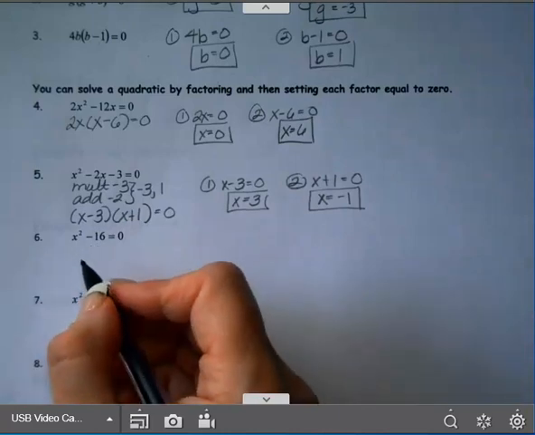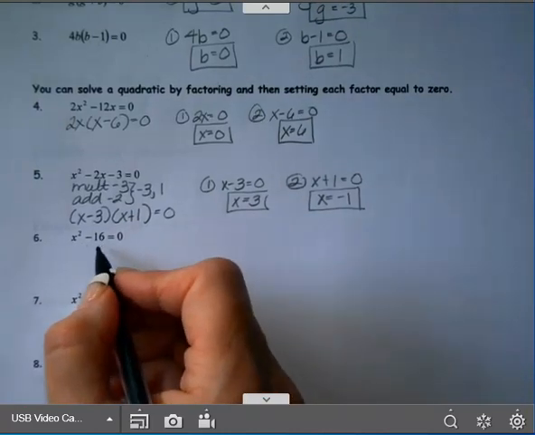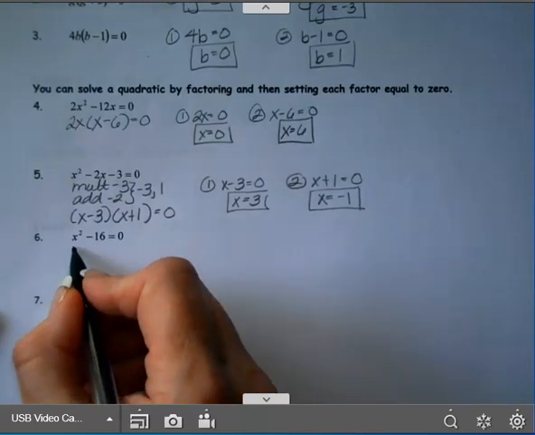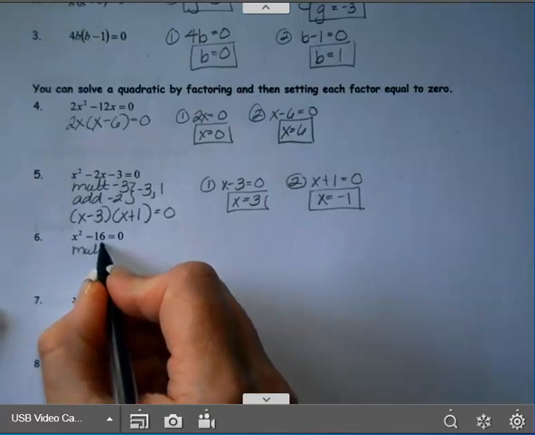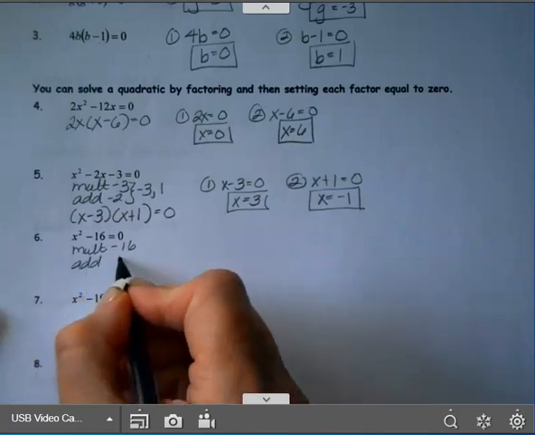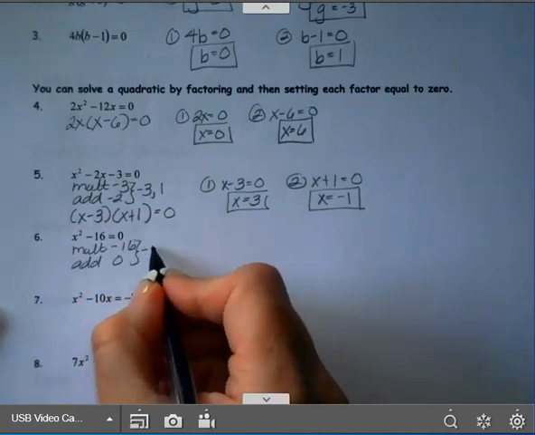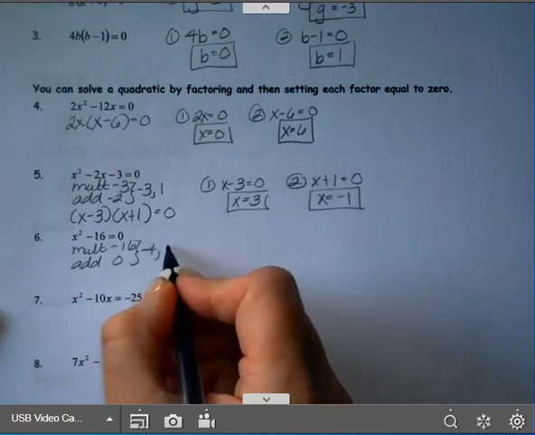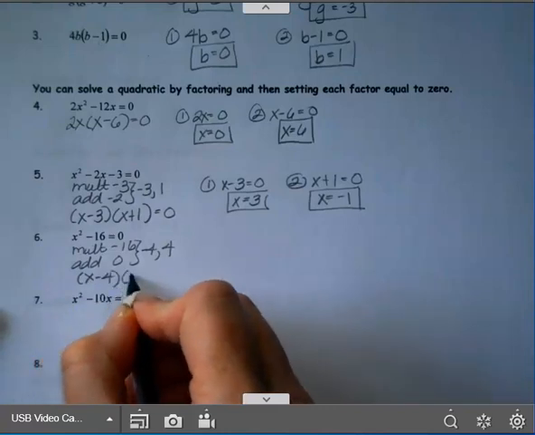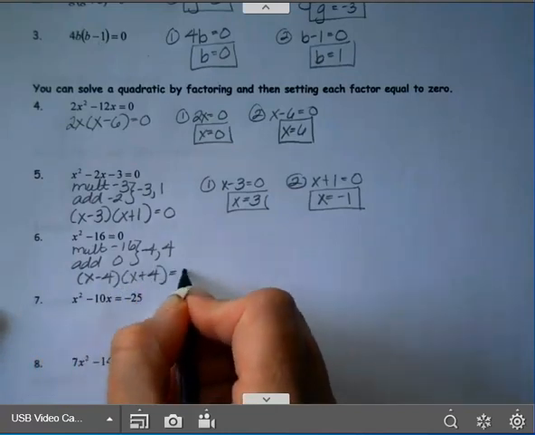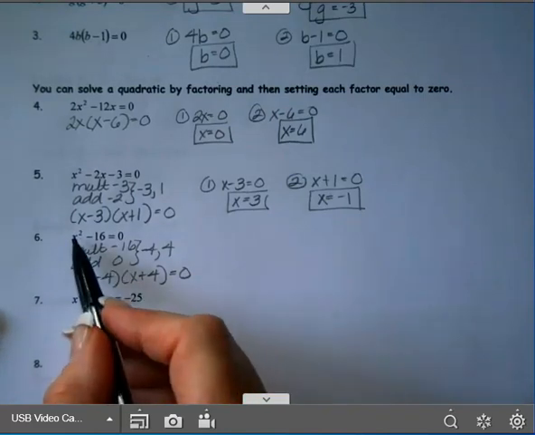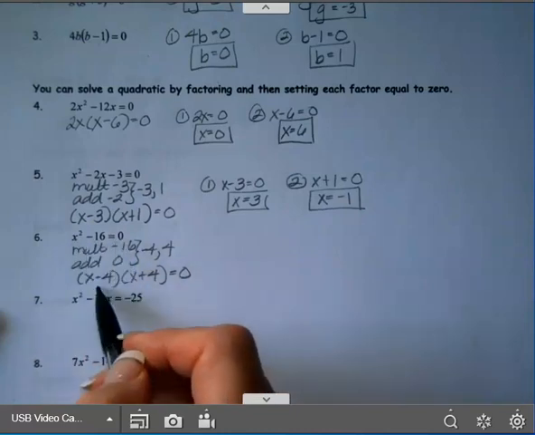On number 6, they don't have the greatest common factor. This is a difference of 2 squares if you happen to recognize that. If you don't, it would multiply to -16. There's no middle term, so it adds to 0. The numbers that do that are -4 and +4. So this will factor into x minus 4, x plus 4, and that's equal to 0. If you recognize this as a difference of 2 squares, you can just take the square root of that, one's minus and one's plus.